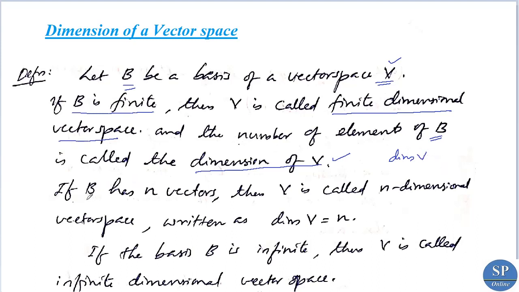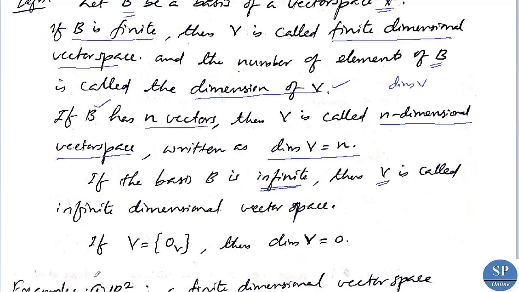Now, if B has n vectors, that is, the basis has n vectors, then V is called an n-dimensional vector space, and we can write it as dim V equals n. Now, if the basis B is infinite, then the vector space V is called an infinite dimensional vector space.